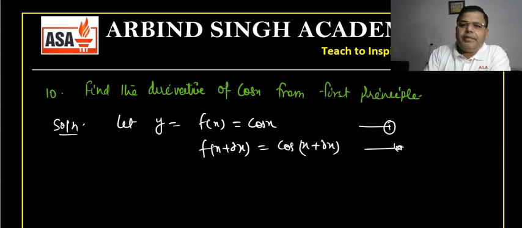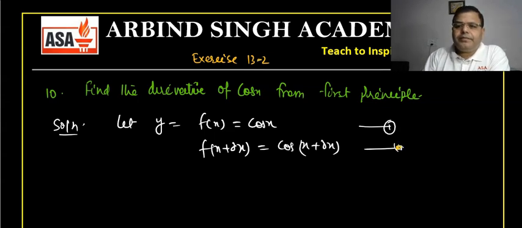From question number 10, because the exercise is 13.2, and this is problem number 10. So problem number 10 says: find the derivative of cos x from first principle. Let y is equal to f(x), and f(x) is defined here as cos x. So f(x plus delta x) is cos(x plus delta x), isn't it?